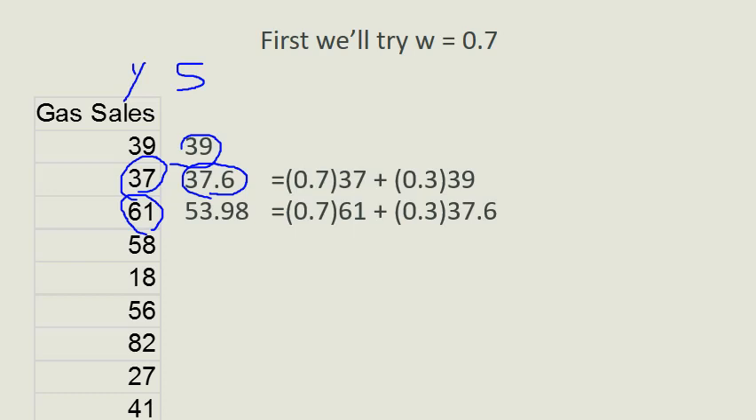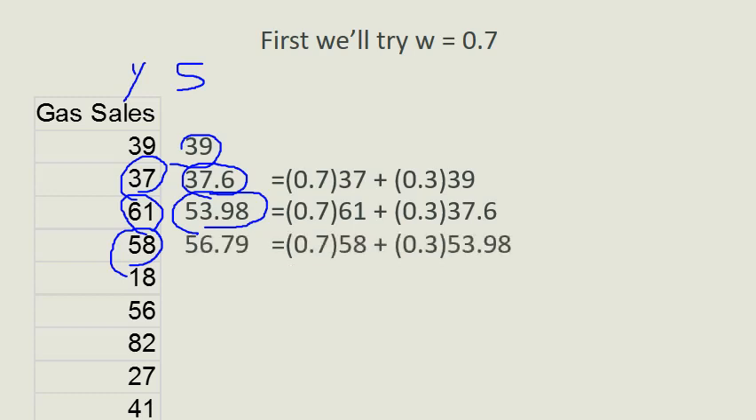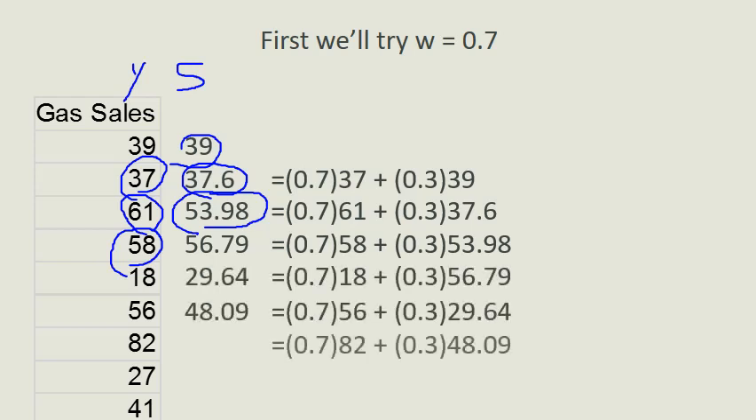Next, to make S4, we need S3 and Y4. We get a value of 56.79, and this pattern continues all the way until the last data point and the last smooth value.